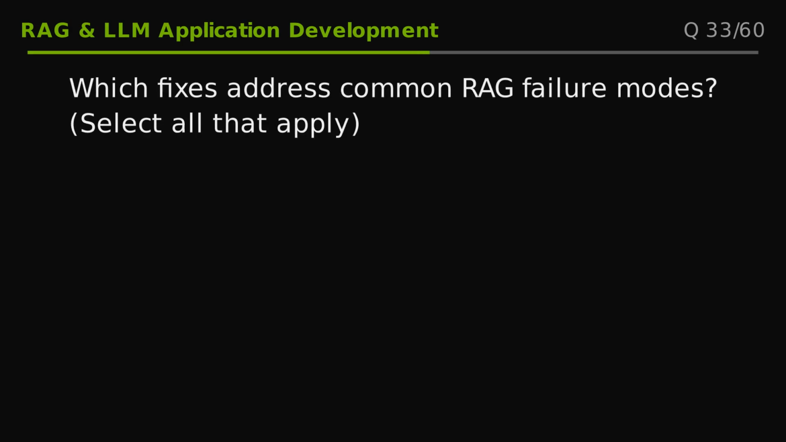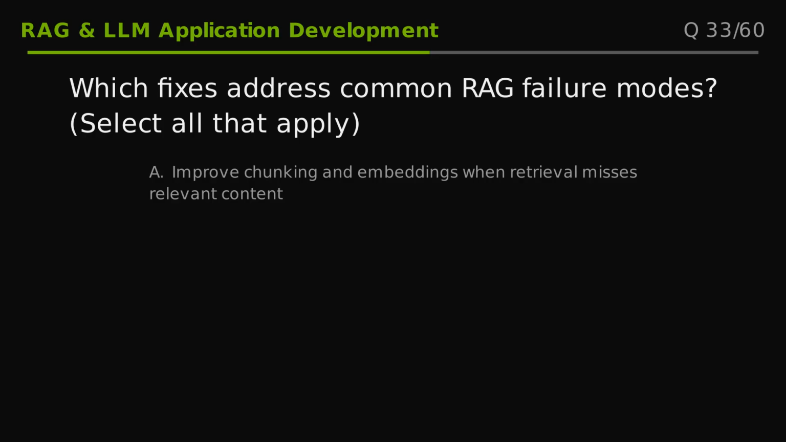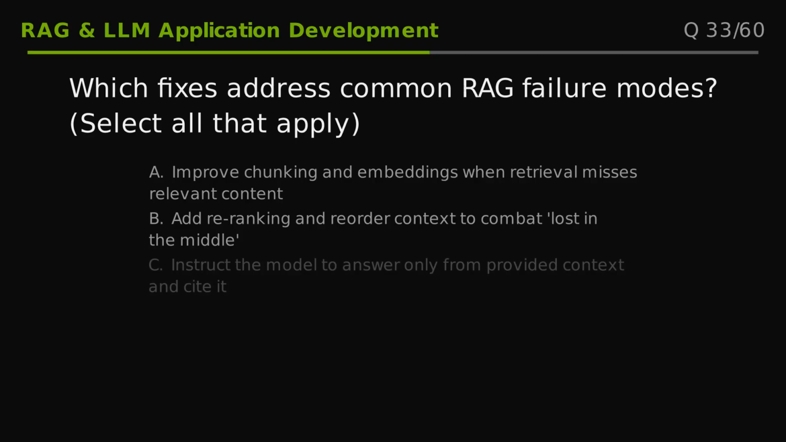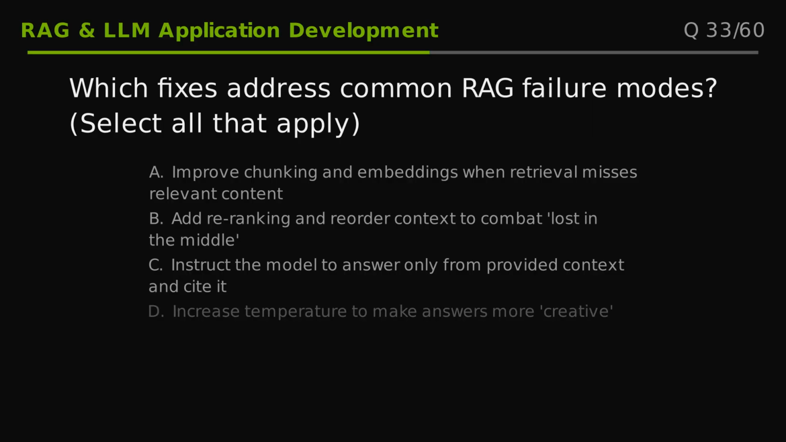Question 33. Which fixes address common RAG failure modes? Select all that apply. Option A. Improve chunking and embeddings when retrieval misses relevant content. Option B. Add re-ranking and reorder context to combat lost in the middle. Option C. Instruct the model to answer only from provided context and cite it. Option D. Increase temperature to make answers more creative.